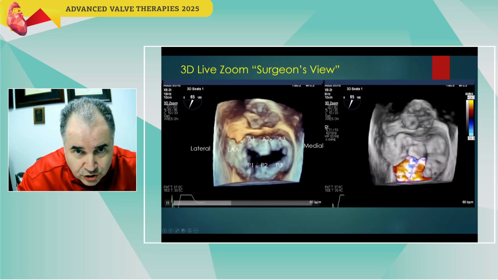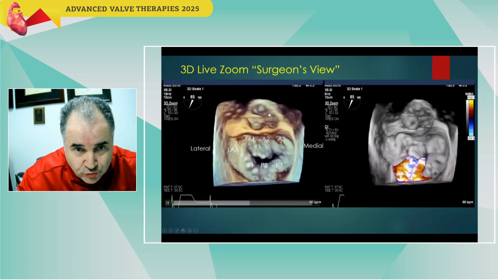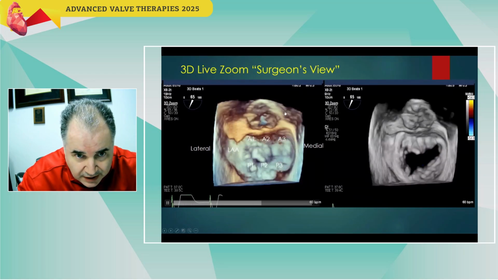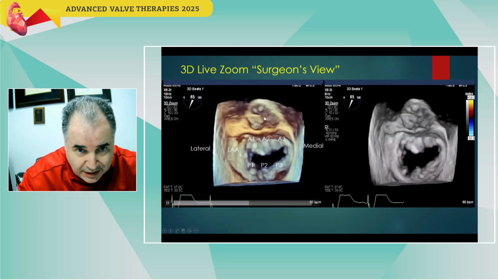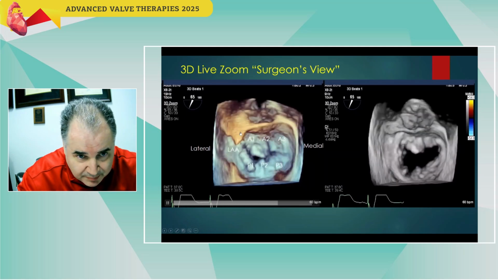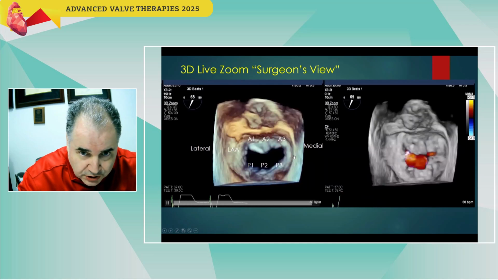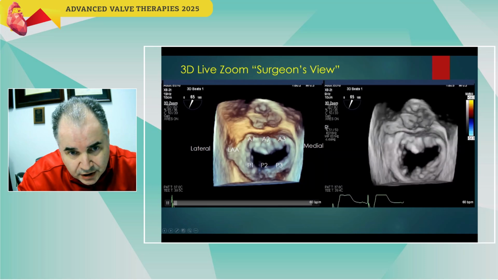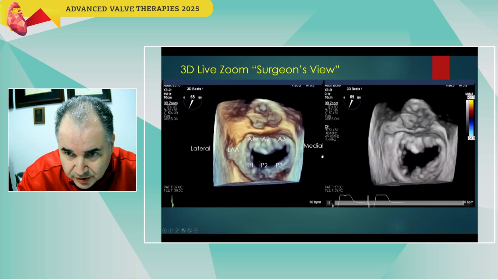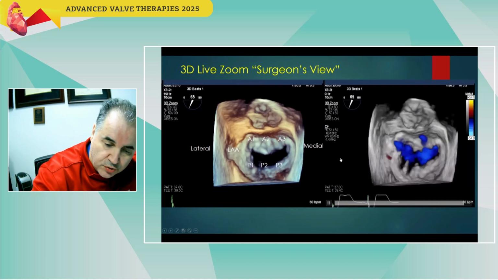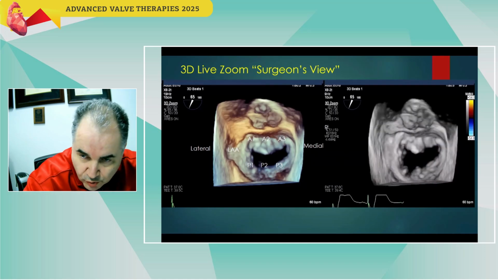This is Zoom, 3D live Zoom. This is what the surgeon sees when he opens the atrium, and you have the aorta on the top, 12 o'clock, and on your left, the left atrial appendage. This is the lateral part of the apparatus, as I told you. The opposite is the medial part. From the lateral part, you have the anterior leaflet, A1 scallop, P1, A2, P2 in the middle, and A3, P3 on the medial. And you see this valve is wide open, secondary mitral regurgitation. This jet is wide, and you know that you will use more than one clip in order to take care of this.